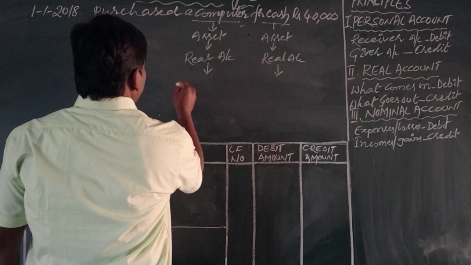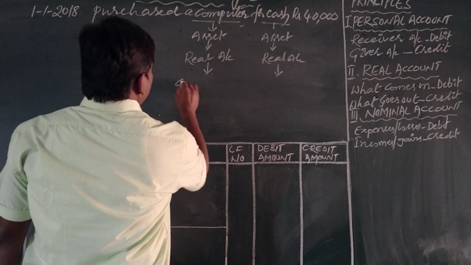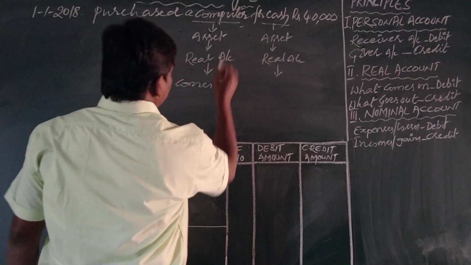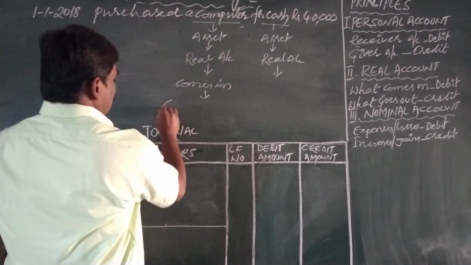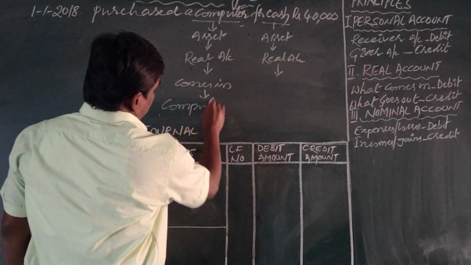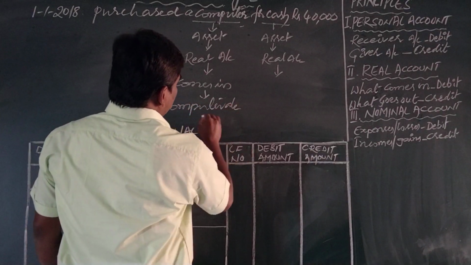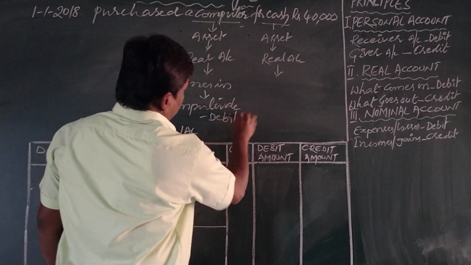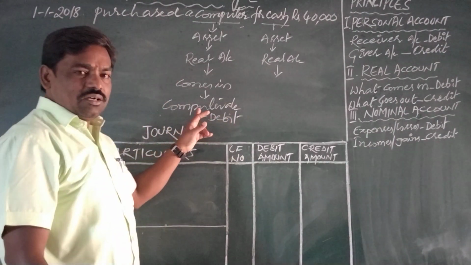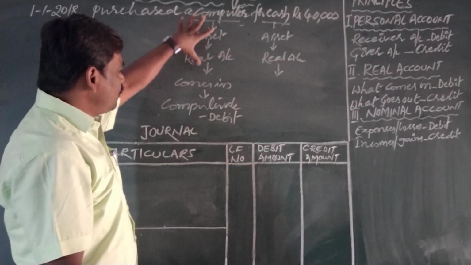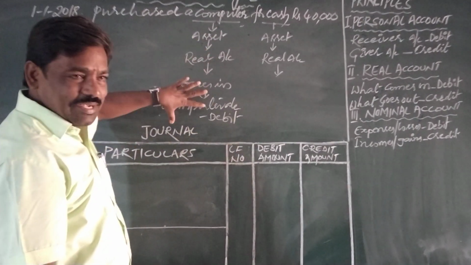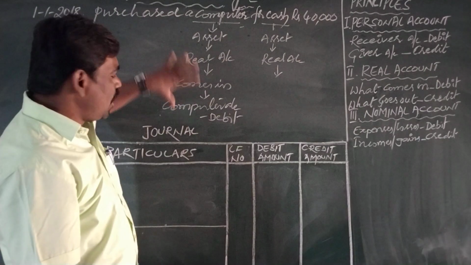So what comes in should be debited as per the real account principle. Whatever comes into the business should be debited. Here we should debit the computer account as per the real account principle. Students, we completed the first aspect and decided the computer account.